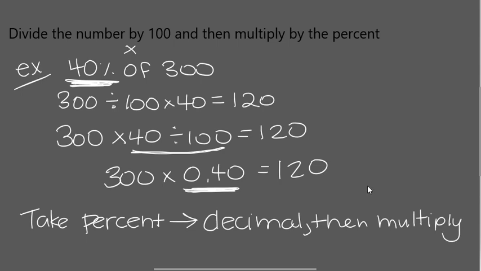Okay, now you can use whatever makes the most sense to you. So if it makes more sense to divide by 100 and then multiply it by the percent, like if that is how it works for you, that's fine. You know, math is one of those things where we can use different methods and still get the right answer.